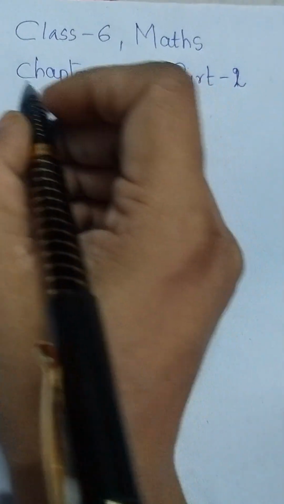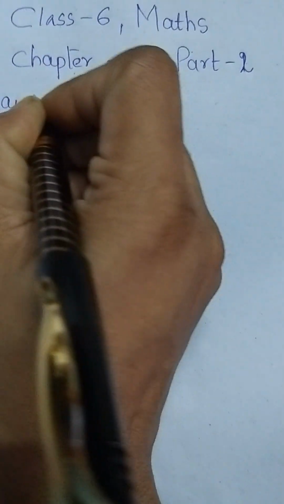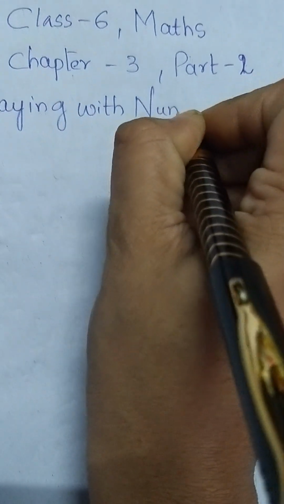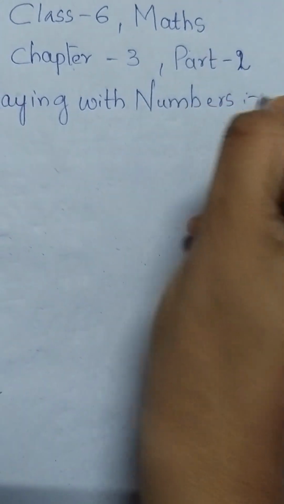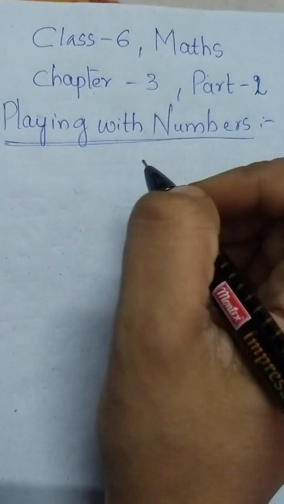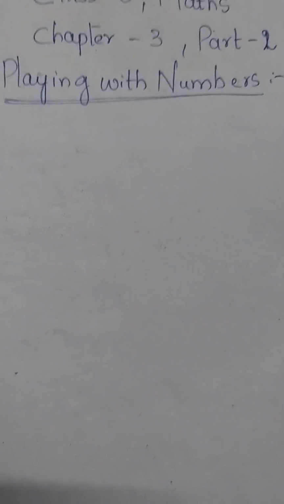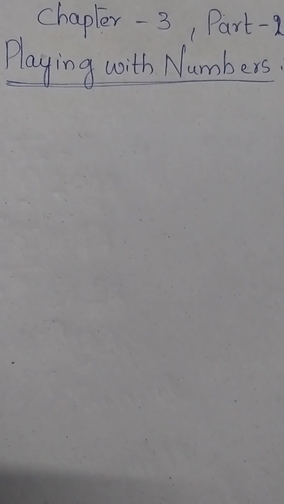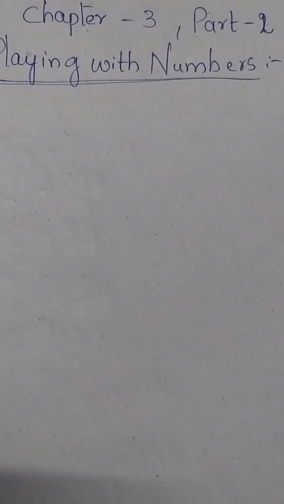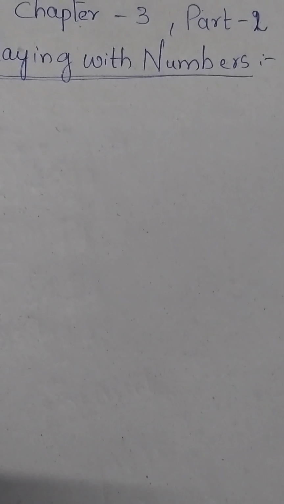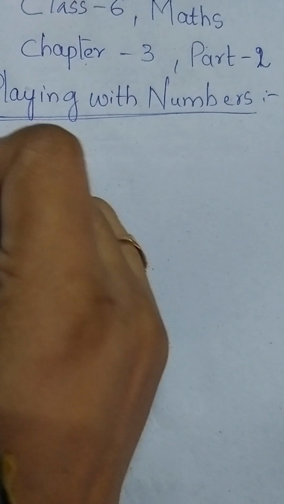What is the name of the chapter? Playing with numbers. In this chapter I have discussed the divisibility rules. In chapter 3 part 1 I uploaded the video on divisibility rules of numbers. Like 2, 3, 5, 6, 9 we have studied, and the tests of divisibility for 9 and 10. Now we are going to learn the concept of factors.